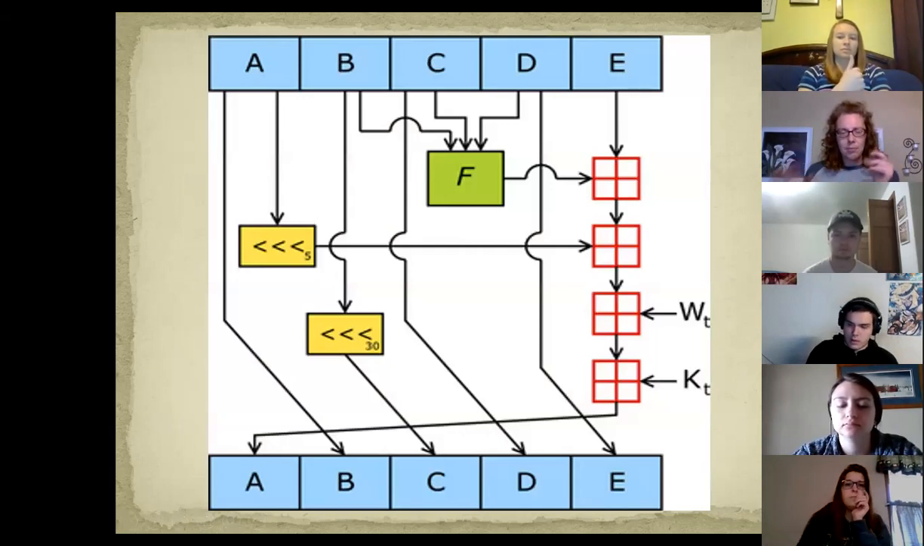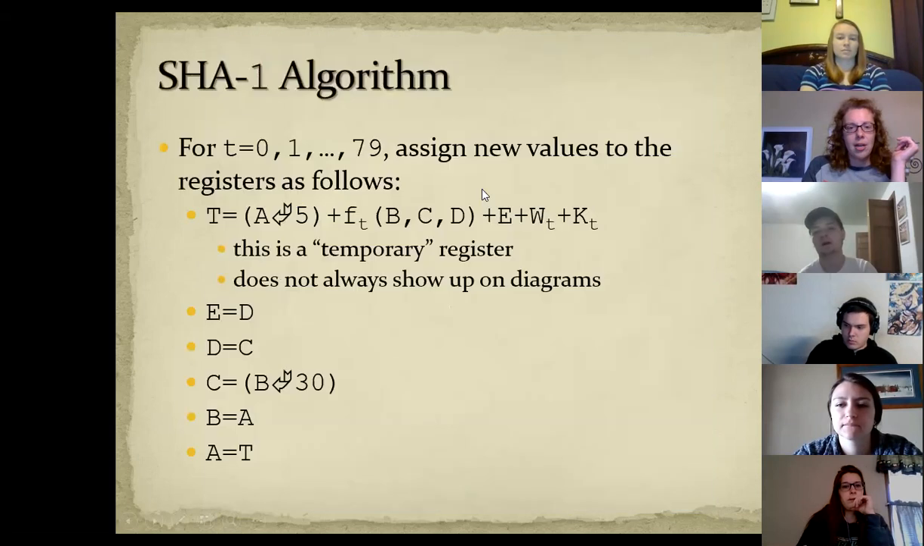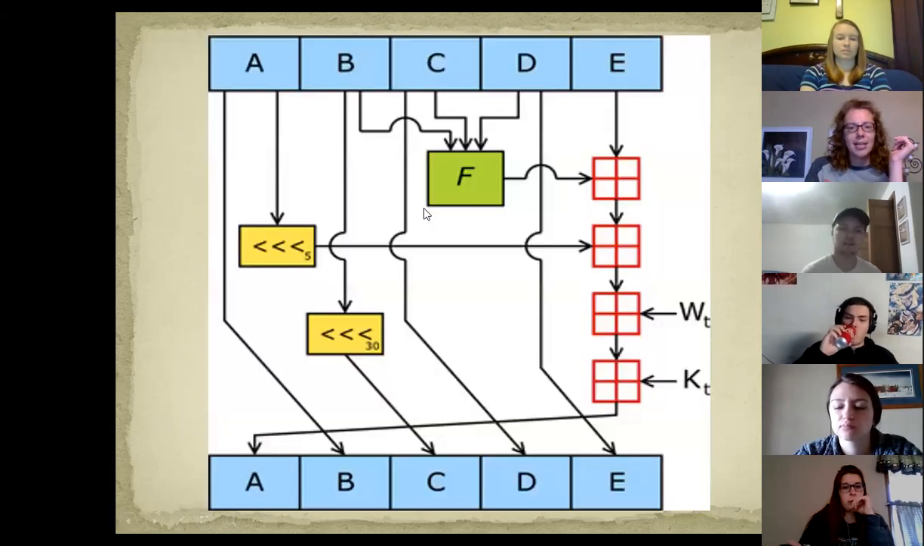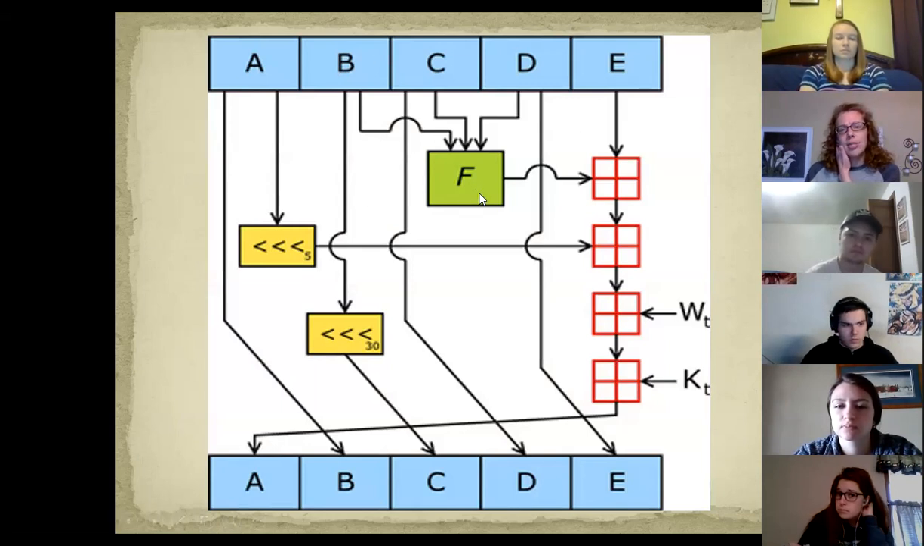Yes, good. Okay, we are taking B, C, and D and putting them into this function. Do we see that on the picture? This is just for a specific value of t, so it doesn't have f sub t labeled, but that's okay.